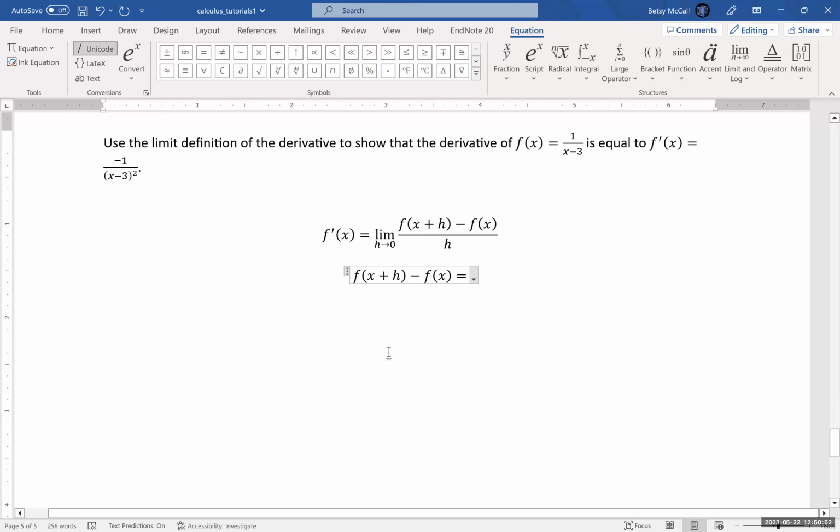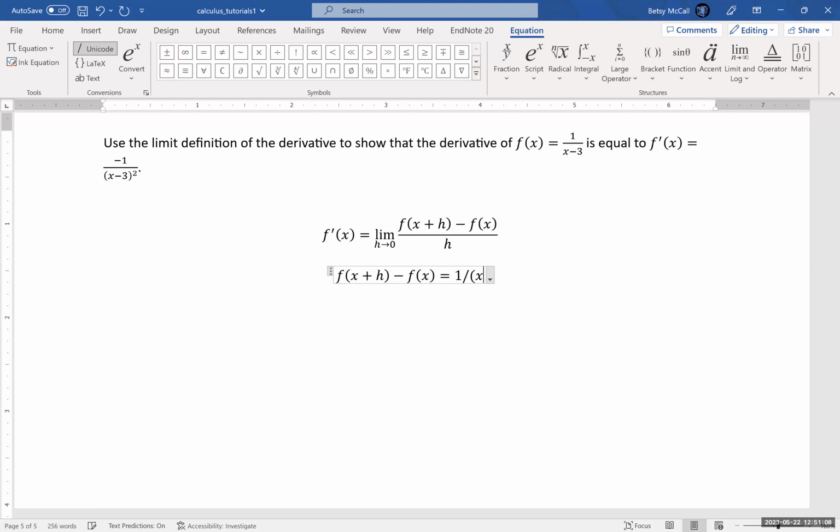limit. Now for the numerator, the original function, also remember that f of x plus h is not just the function plus h. Everywhere there's an x, we have to replace x with x plus h. So the first term becomes 1 over x plus h minus 3, all of that in the denominator, and then the second expression is just the original function.